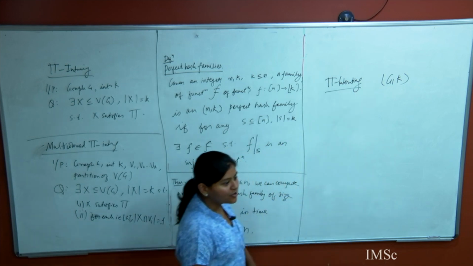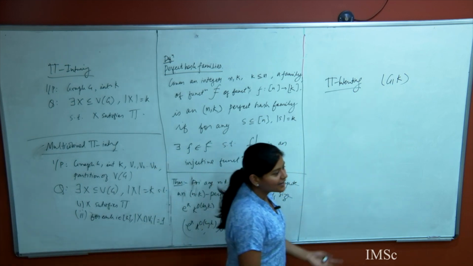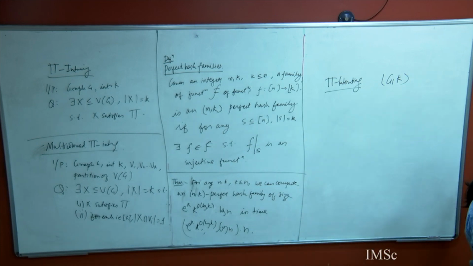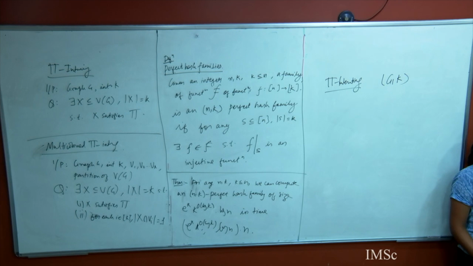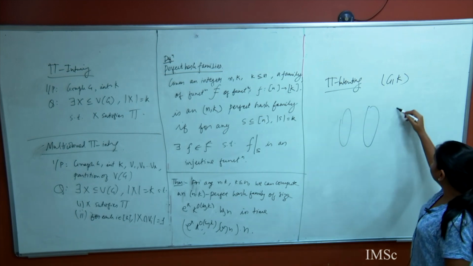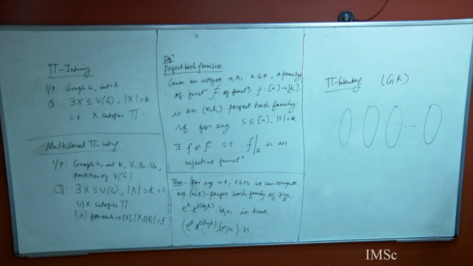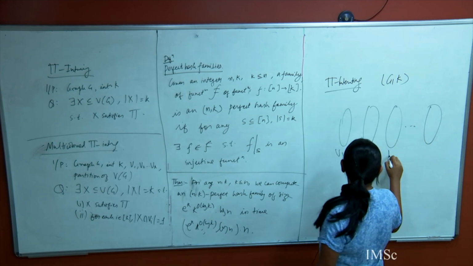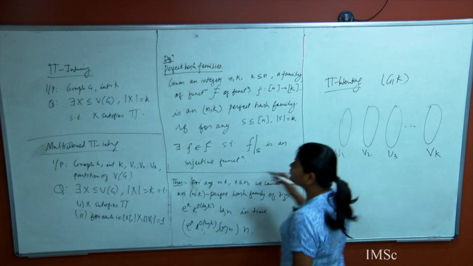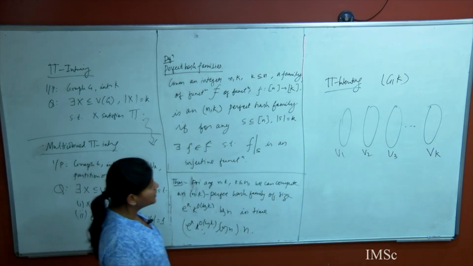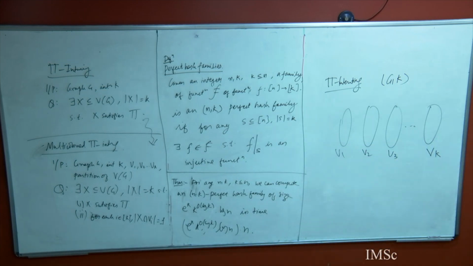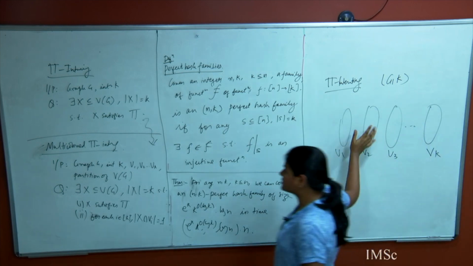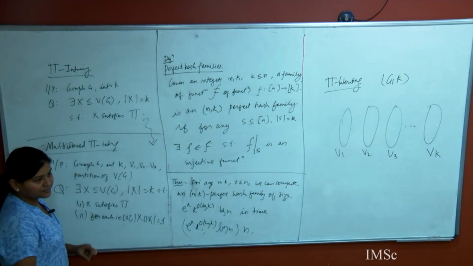What I do is I randomly color the vertices using k colors. I assign each color with probability 1 by k. This way I get a partition into k sets. So we are going from here to here, and I return this as my instance. The graph is the same, this is my partition, I put the same integer, and I ask the question.